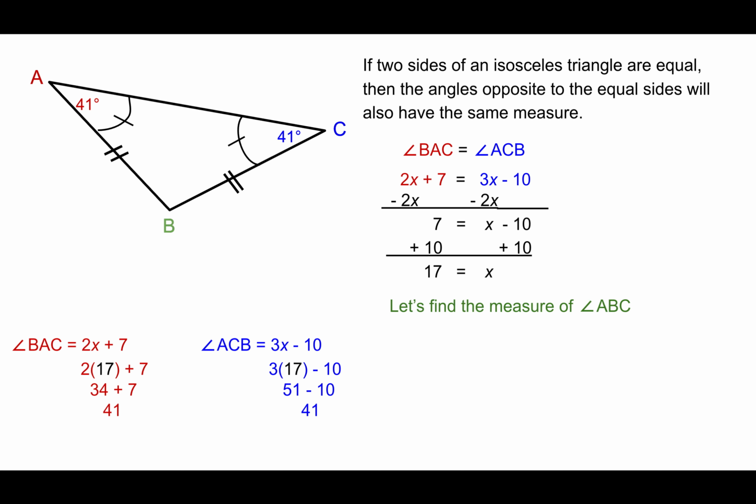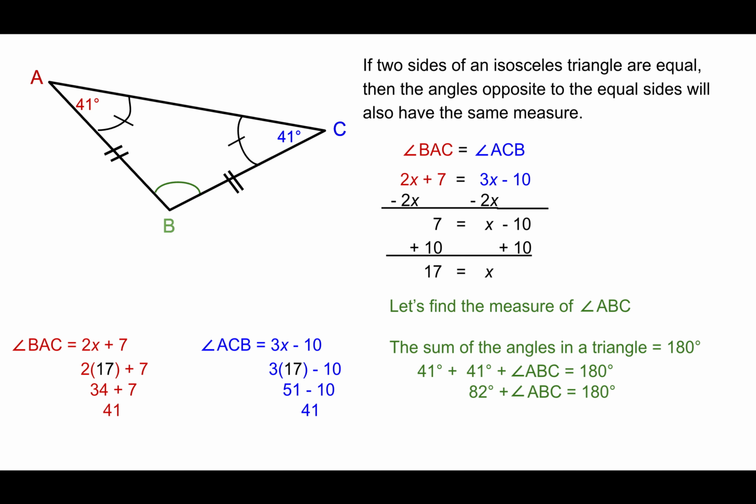In order to figure that out, we know that the sum of the angles in a triangle equals 180 degrees. So let's add our 41 degrees, and then if we add angle ABC, we would get 180. The sum of 41 and 41 is 82, and I subtract my 82 from 180, so angle ABC is 98 degrees.